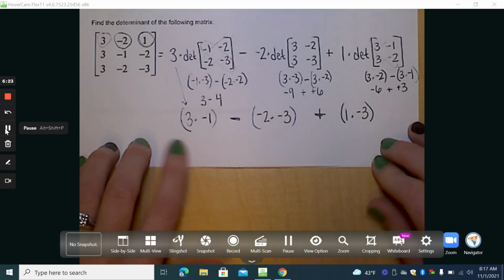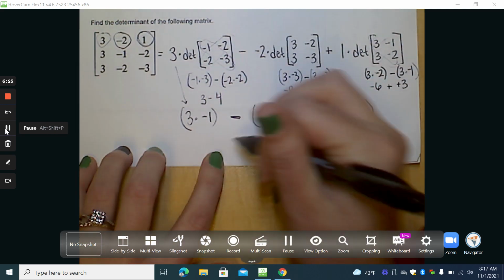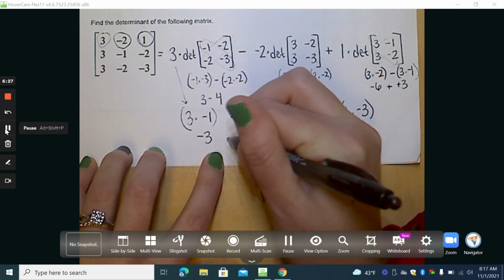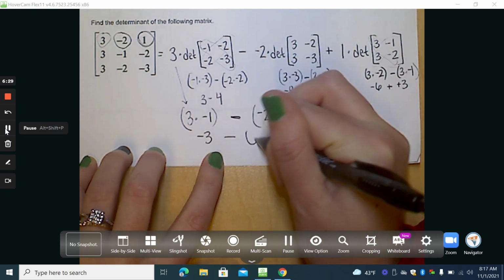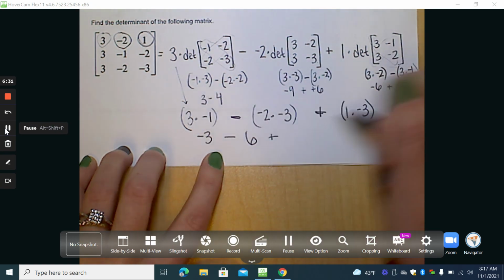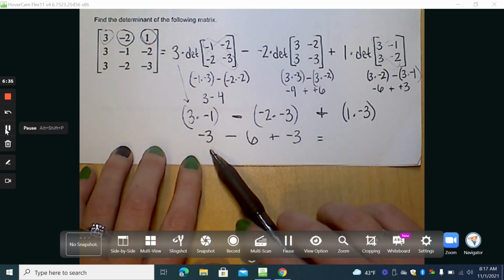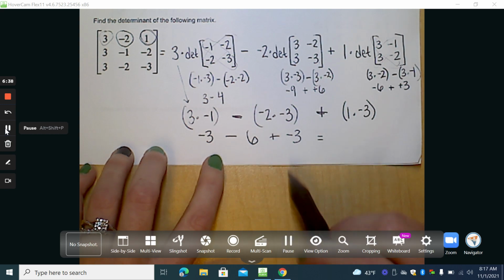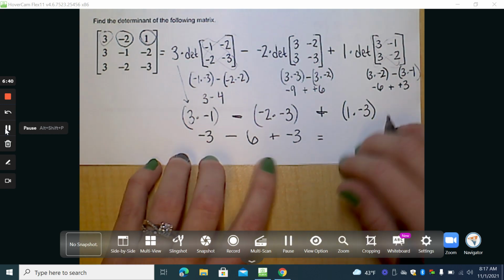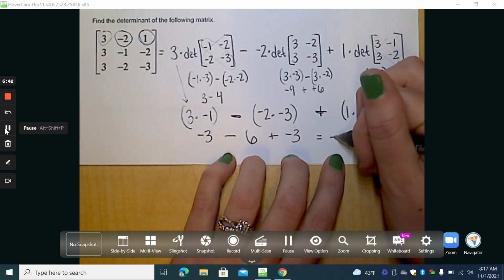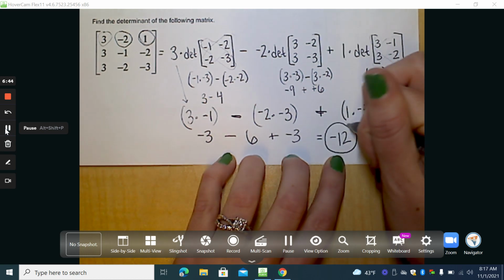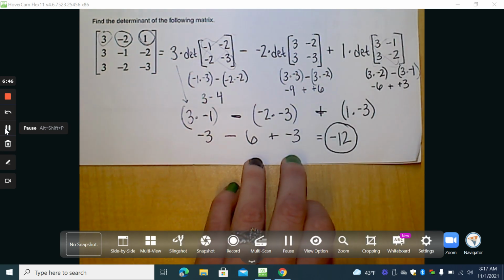And so now I can do these last 3 multiplication problems. I got negative 3 minus positive 6 plus negative 3. And if I work that out in my head, negative 3 minus 6 is negative 9. Minus 3 is going to give me negative 12 as my determinant of that 3 by 3 matrix.